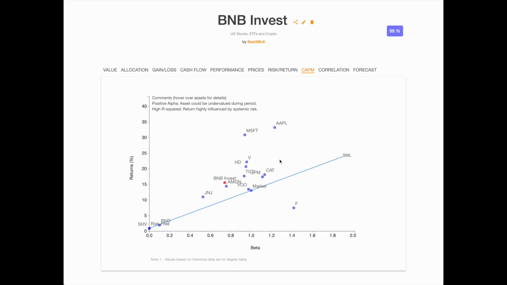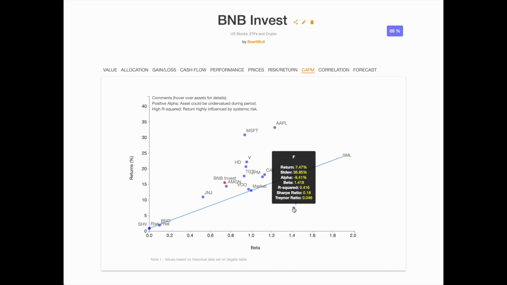We can see that some assets are positioned above this line, some are positioned below the line. For assets positioned above, we can say that they're delivering more return than we would expect for its beta. Therefore, we see a positive alpha, and we could say that the asset might be undervalued. For assets positioned below the security market line, they're delivering less return than what we expected for its beta, therefore negative alpha, and they could be overvalued.